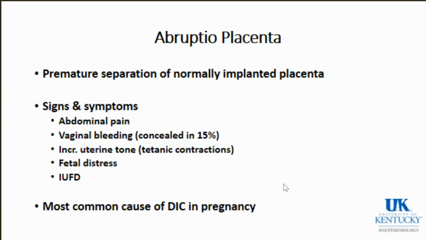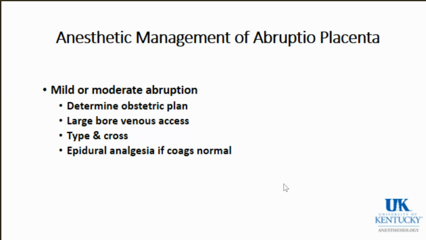Abruption is where you have a normally implanted placenta, but it's prematurely separating. Increased uterine tone, vaginal bleeding, pain, more so than you would expect. Fetal distress, these babies are much more likely to have fetal distress than a mom who's having bleeding from placenta previa. And the one thing to keep in mind is the most common cause of DIC in pregnancy is placental abruption. How do we manage these patients?